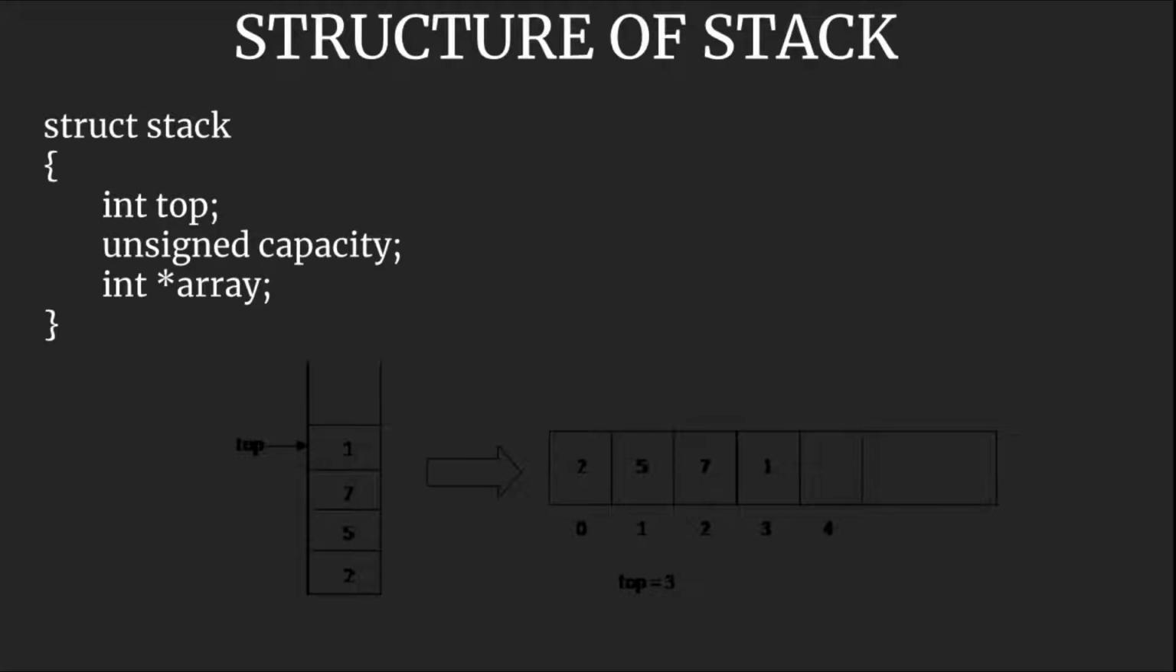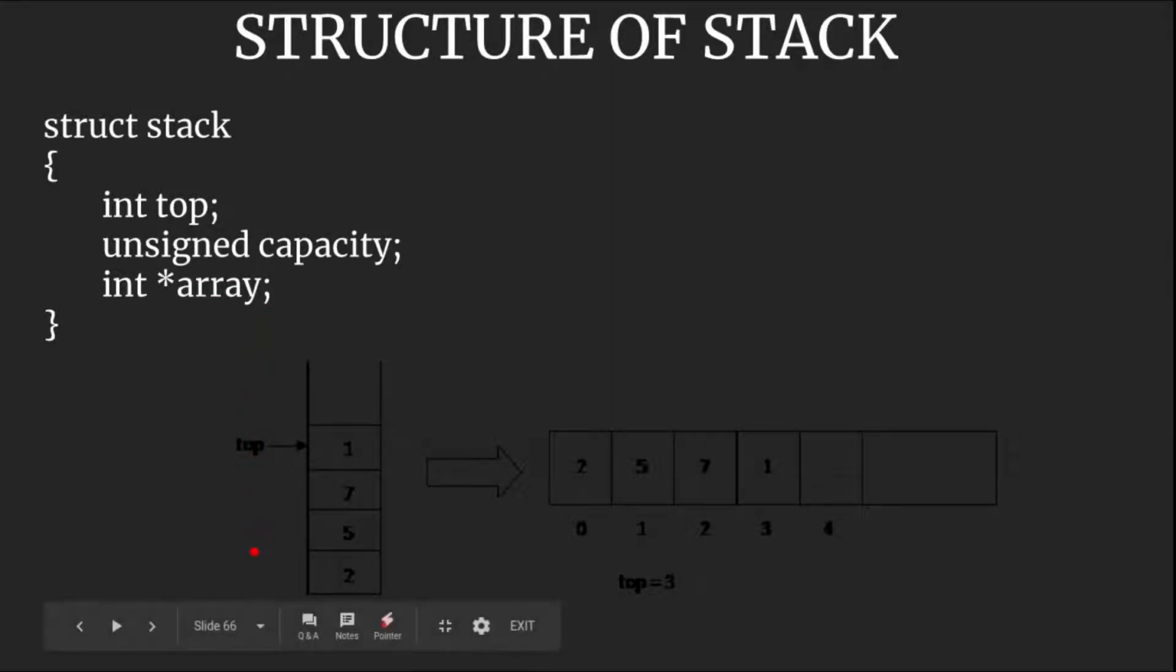When we are implementing a stack as an array, the structure of the stack, when we write it in code form, will have three things in it. One will be the top, which will be of type integer. Then we have to mention the capacity of the stack, and lastly we will take a pointer to an array which will contain integer data.